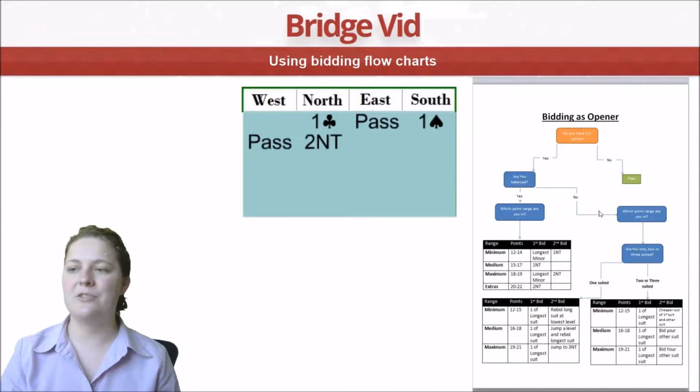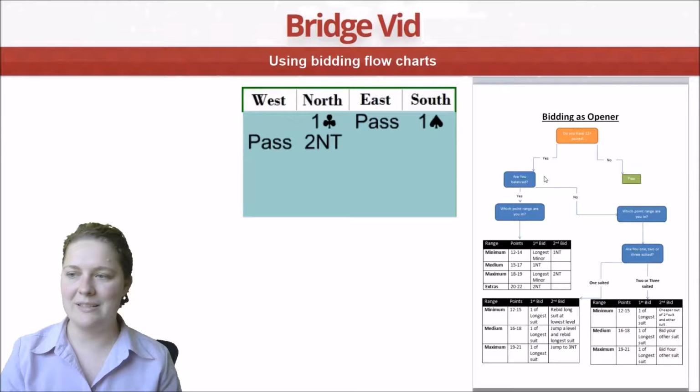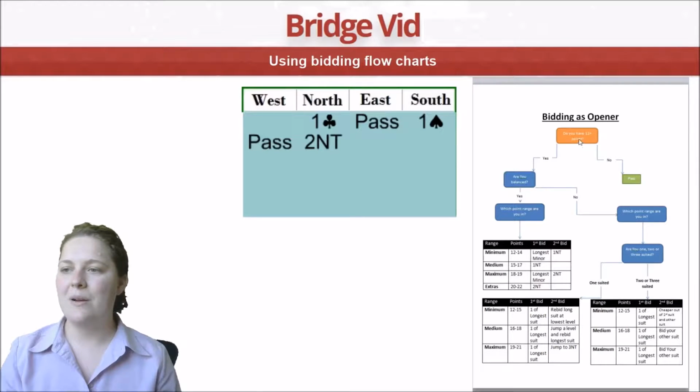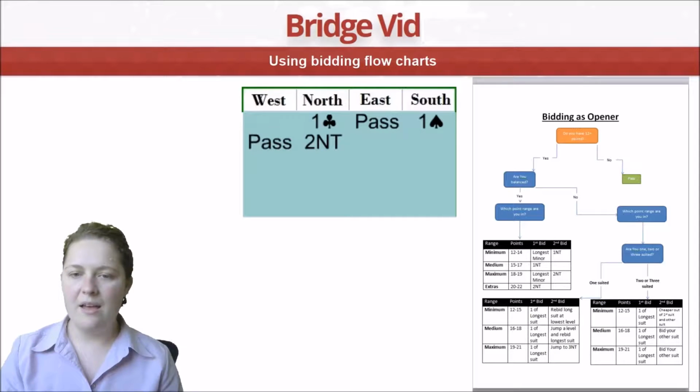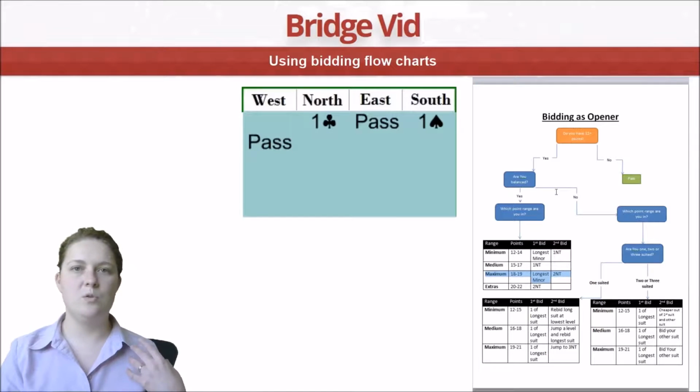Now, it's much more interesting if you actually fit into an unbalanced hand category. So this is where we've come down, we do have 12 or more points. If we didn't, we'd just pass. And what ends up happening is when the question is asked, are we balanced? Our answer was no.